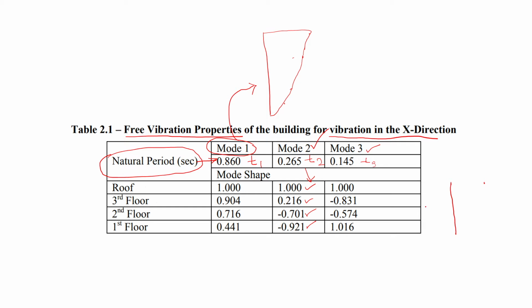Then minus here, again minus. If I draw the mode shape, this is the final story, then negative, then come here, and something like this. These are the mode shape values given. This is 1, here 0.831, here 0.574, and this is 1.016.